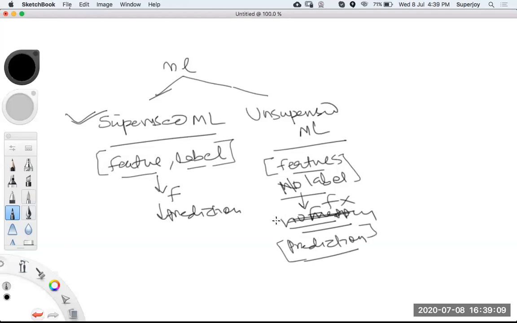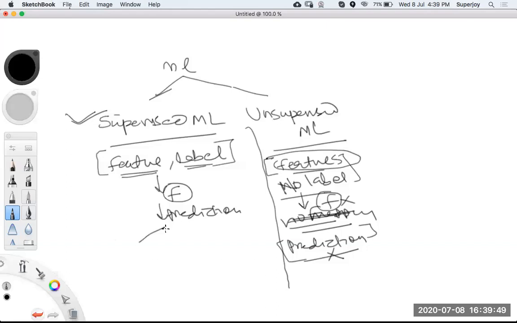But what I'm saying right now is that in unsupervised machine learning, you only have features in your data set. There would be no label. Because there is no label, you cannot find the mapping function this time, and you cannot perform the prediction as well. There is a different story there, but we are closing that for now. Now come to supervised machine learning, because that is our area of focus. In supervised, we have features and we have a label. We can identify the mapping function using algorithms and perform the prediction.